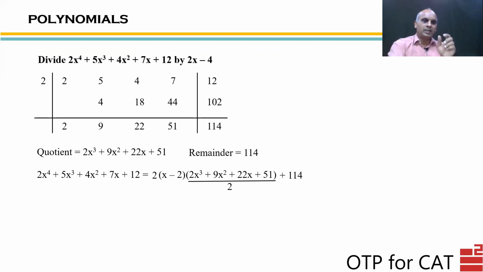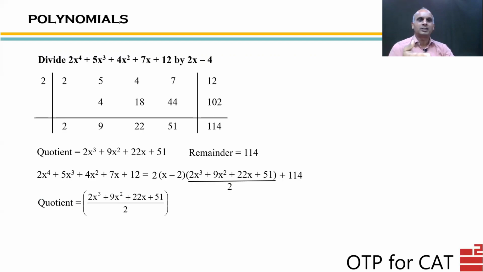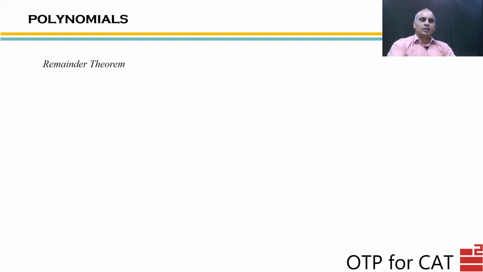So that means if I change the divisor from x minus 2 to 2x minus 4, I'll have to divide the quotient correspondingly by the same number, that is 2. And that proves that the quotient is this: the obtained quotient divided by 2, but the remainder remains unaffected. I hope this point is clear to all of you. Again, recall remainder theorem. What was that?